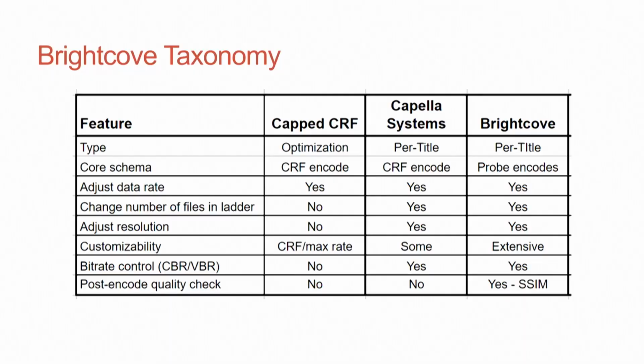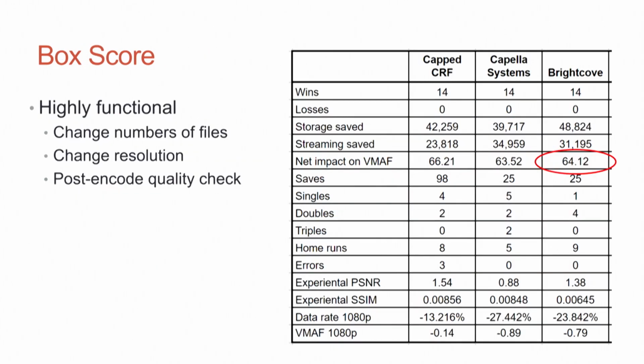In terms of features, Brightcove can adjust the data rate as they all can, change the number of files in the ladder, can adjust resolution, extensive customization, which is a nice feature, gives you bitrate control, and it can do a post-encode quality check if you want to program it in.